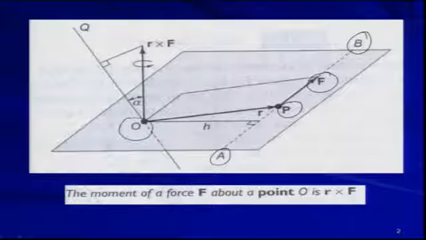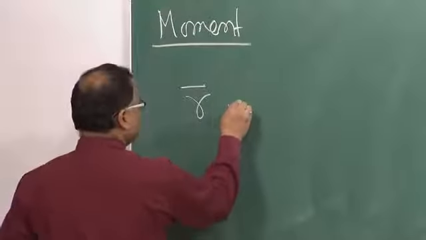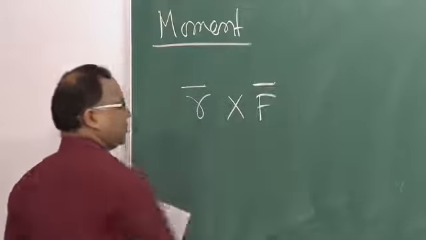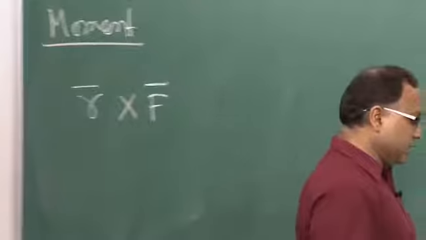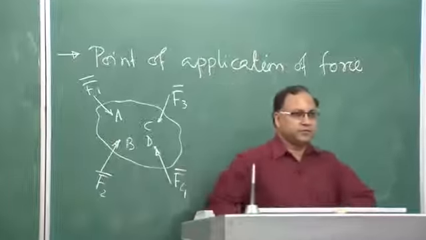Now, this O is another point in the space shown here. On that particular space, O is any arbitrary fixed point. So that point is fixed. Now, if I want to calculate the moment, the moment will be the vector cross product of the R vector and the force vector. What is the R vector? The R vector is the displacement vector, okay.